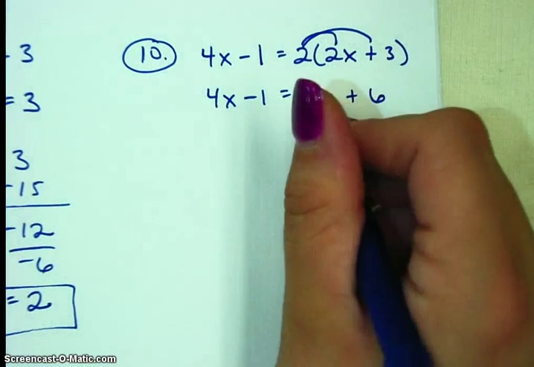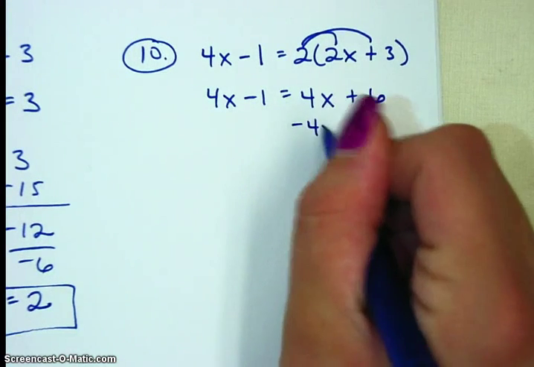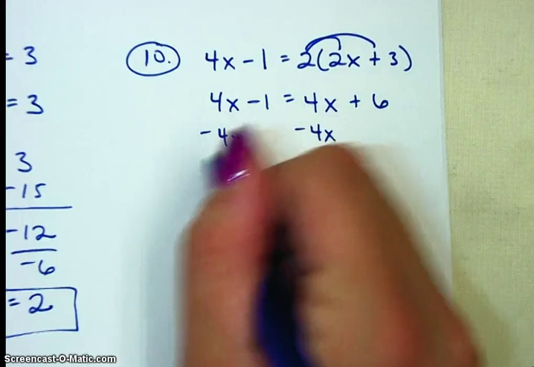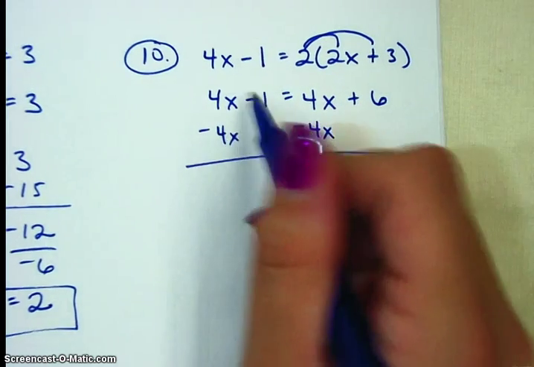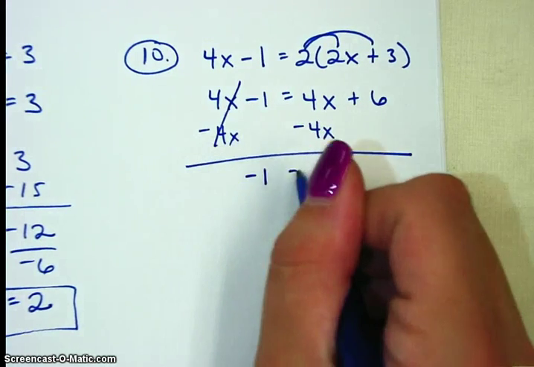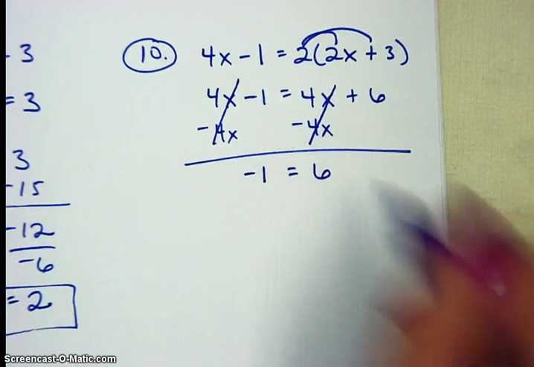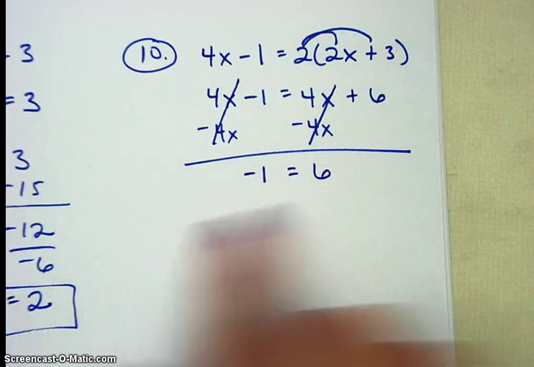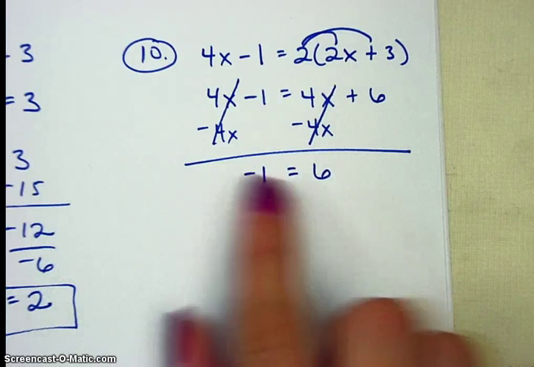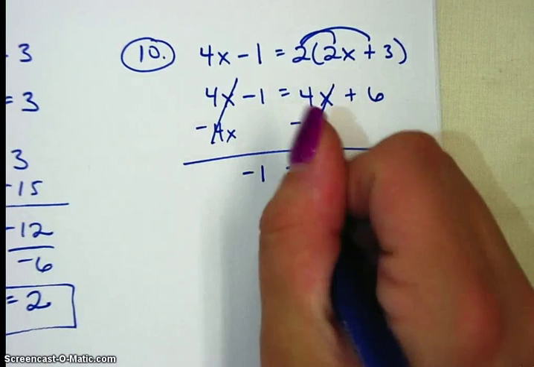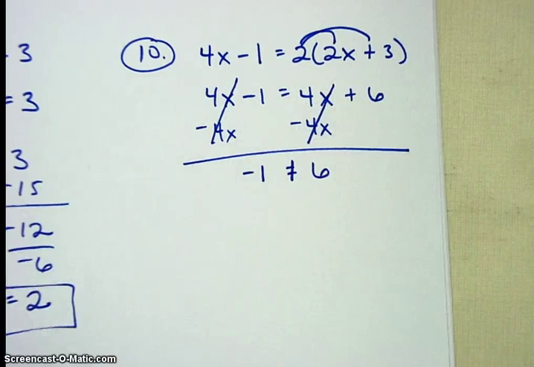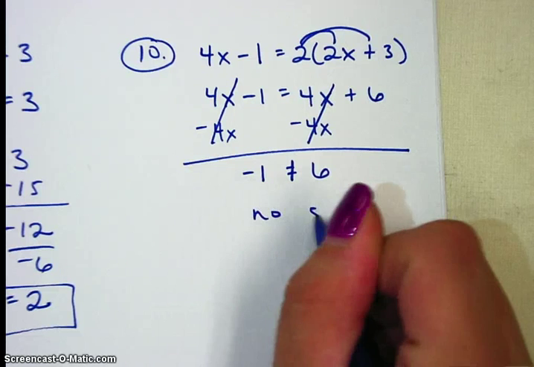Now this time I need to take the x to the other side, so I have to subtract it from both sides. When I do that, 4x minus 4x is 0, so I'm left with negative 1. 4x minus 4x is 0, and I'm left with 6. Now notice there are absolutely no x's left here. There's a number equal to a number, and this number does not equal 6. Because this is not equal, this is a no solution.